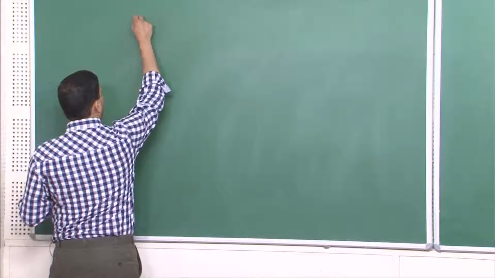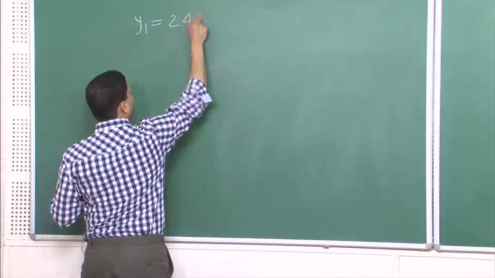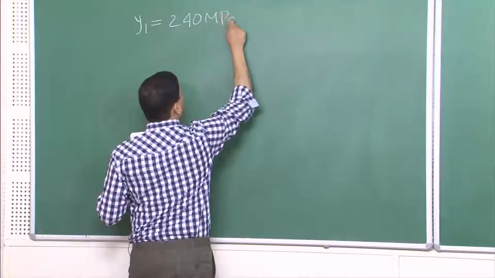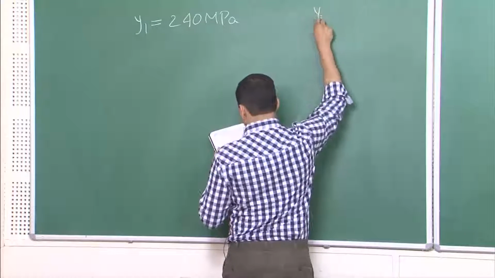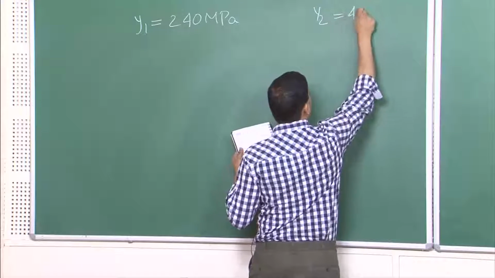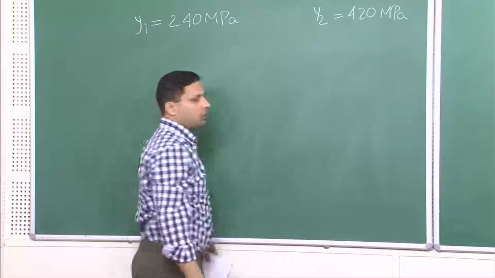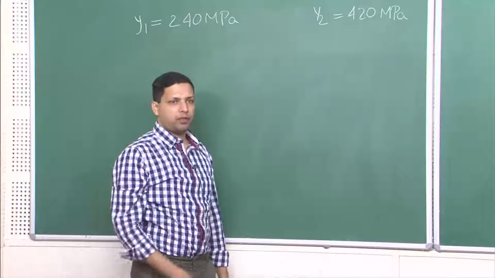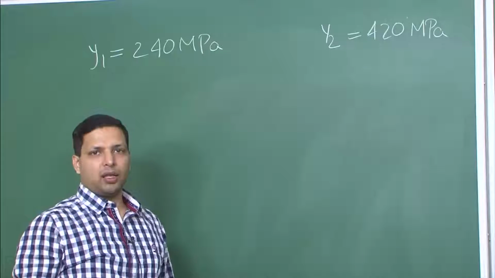The problem was that you were given two different materials. The yield strength of one of them is 240 MPa, which is a low carbon steel, and then there was a high strength low alloy steel, the yield strength for which was 420 megapascal. So, based on that, first we solved a simple problem: how much will be the weight percent saving, and at this particular juncture we did not consider the effect of strain rate.